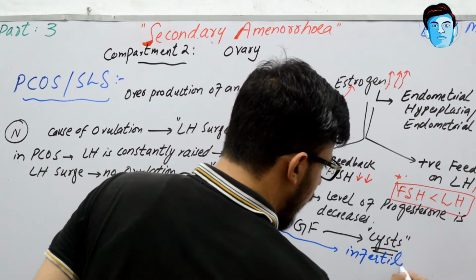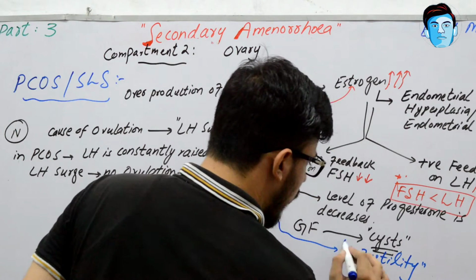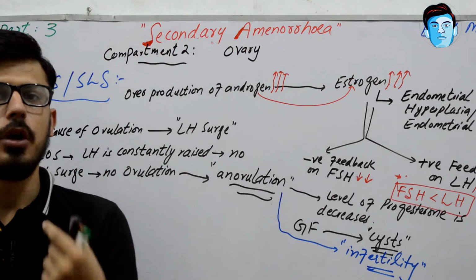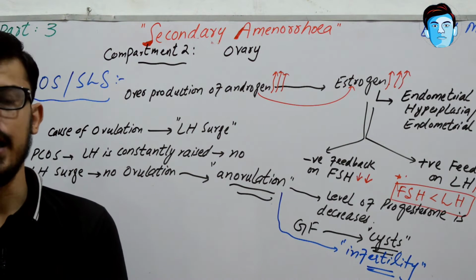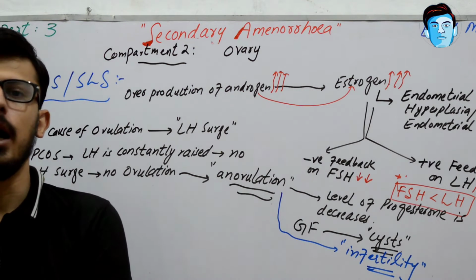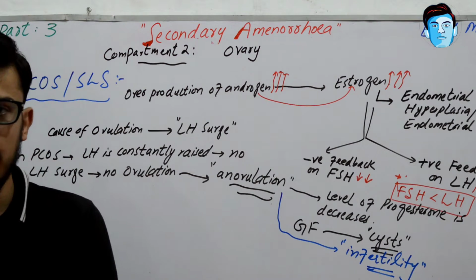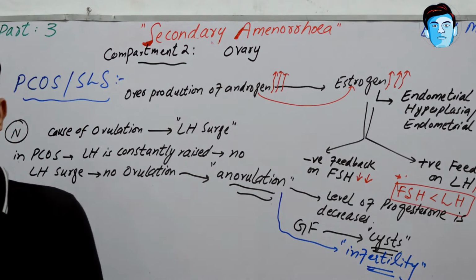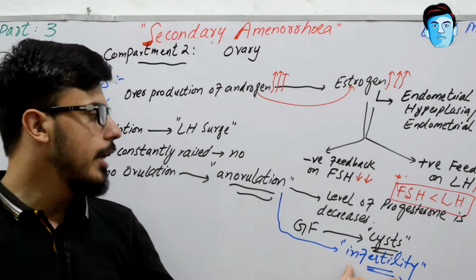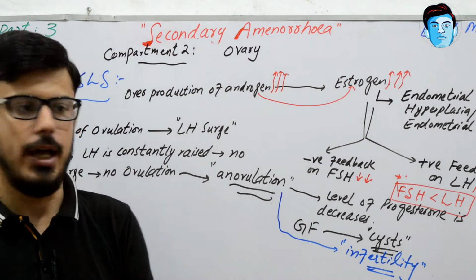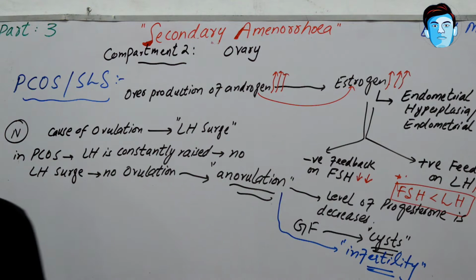Now because of this anovulation, usually the female has a complaint of infertility. And the moment you give ovulation inducing drugs like clomiphene citrate or letrozole or GnRH analogs, the infertility condition is easily cured. So the infertility is easily treatable in the condition of PCOS. Now this is also important.